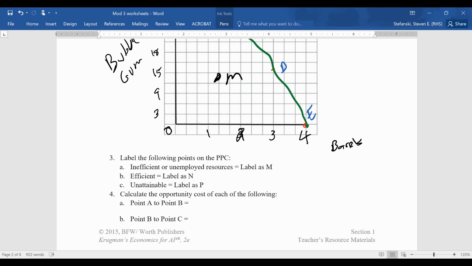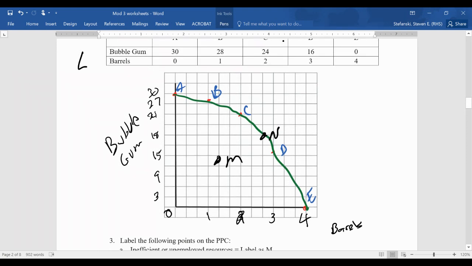Then it says label something efficient, N. Well, I'm going to put right here, N. That's on the line. I could have put N here, or here. Oh, of course, the pen now doesn't work. Oh, pen, come on, pen. All right. I could have put N anywhere on that line, and it would be efficient.